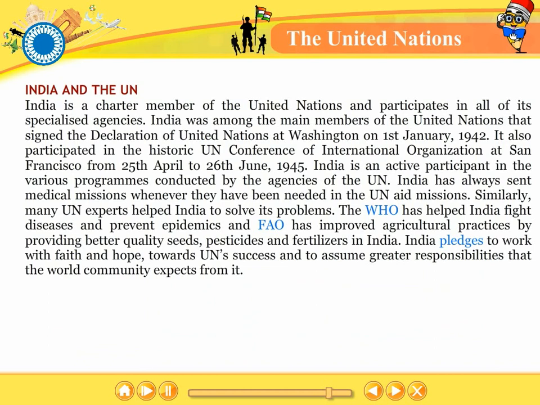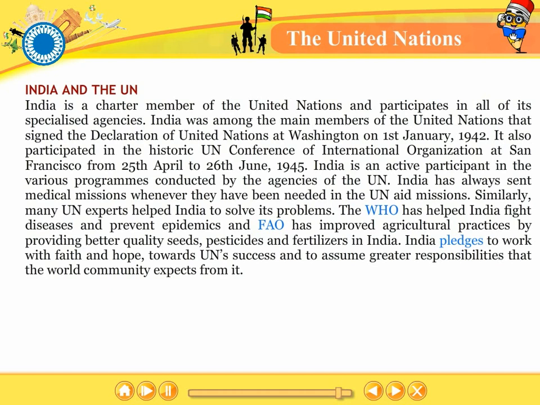India and the UN. India is a charter member of the United Nations and participates in all of its specialized agencies. India was among the main members of the United Nations that signed the Declaration of United Nations at Washington on 1st January 1942. It also participated in the historic UN Conference of International Organization at San Francisco from 25th April to 26 June 1945.